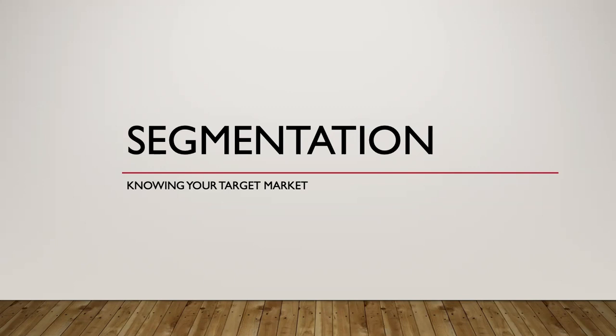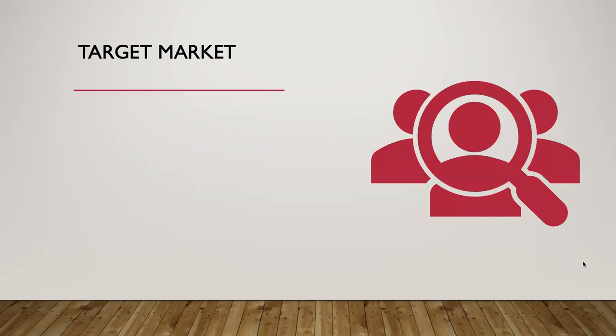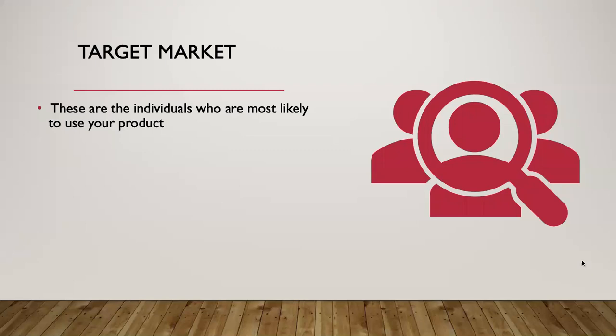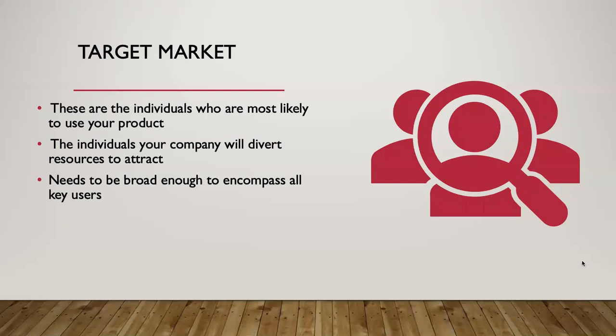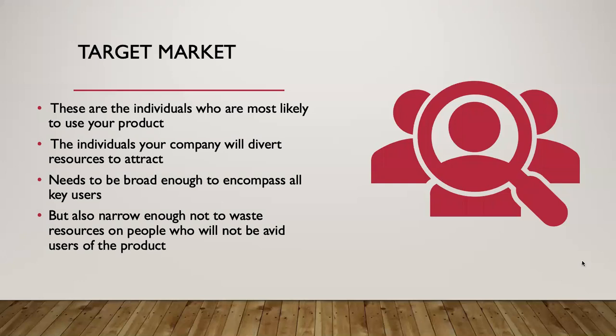All right. So, these are two terms that we should break down one by one first. Let's start with talking about your target market. So, what exactly is your target market? Number one, the target market is the individuals who are most likely to use your product. This is important. These are the individuals who your company will divert resources to attract. It needs to be broad enough to encompass all key users, but it also needs to be narrow enough not to waste resources on the people who will not be avid users of the product.